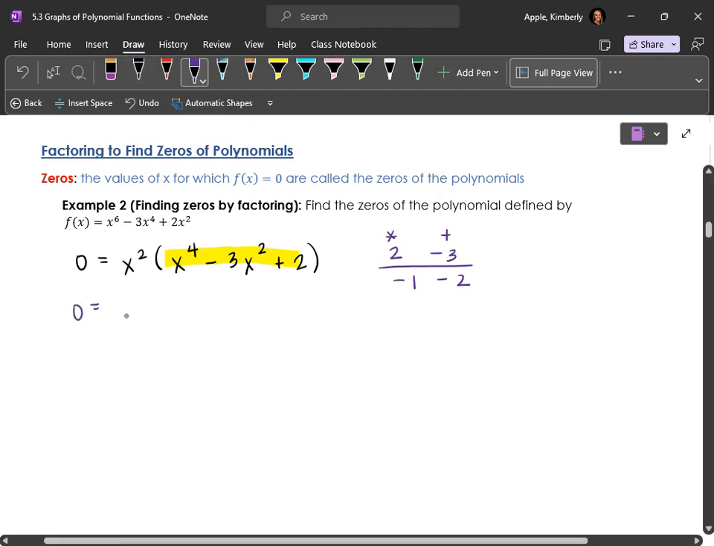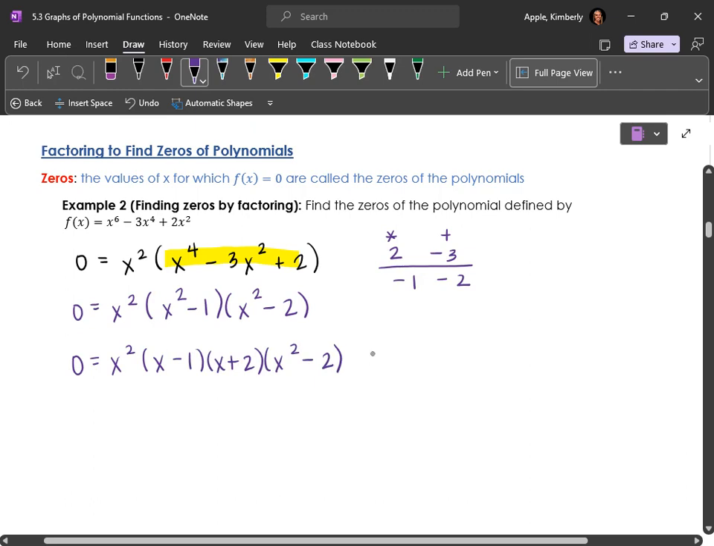And so this will be 0 equals, can't forget that x squared, that's got to come along. So this will be x squared minus 1 and x squared minus 2. And then I can further factor this difference of squares as x minus 1, x plus 1. And then this is no longer factorable. And so here's your factored form.